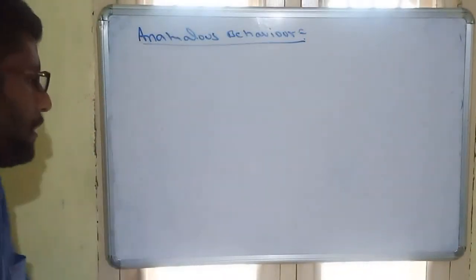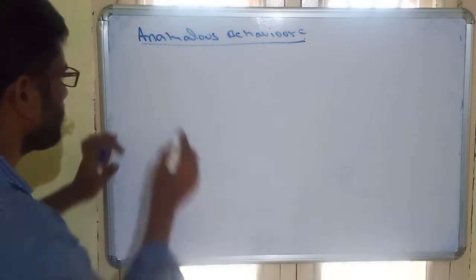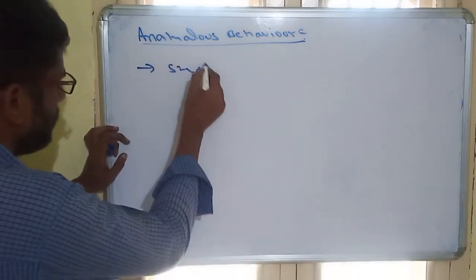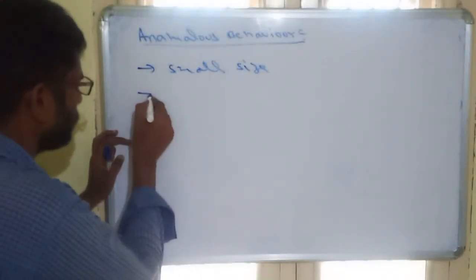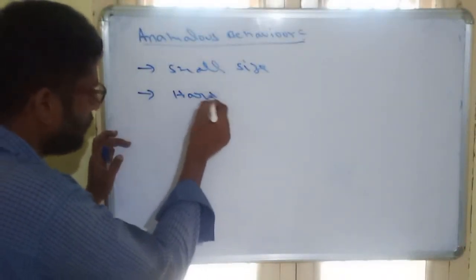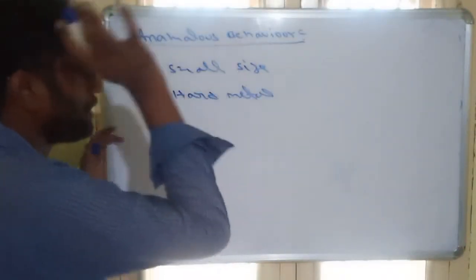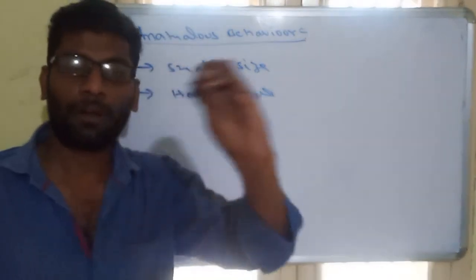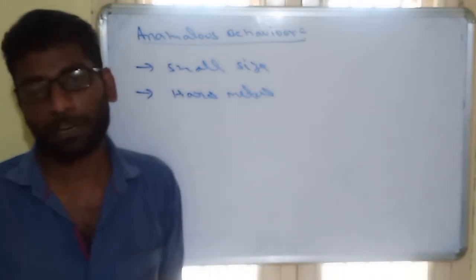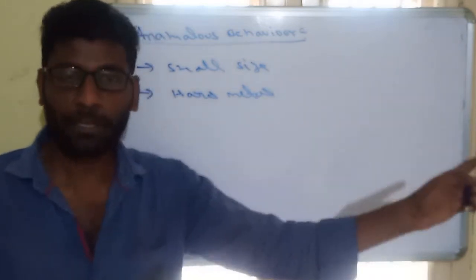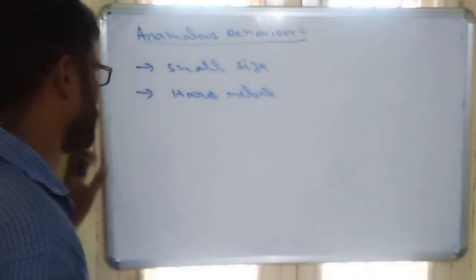So what are the different behaviors? Points-wise, we can say the first one is that lithium is very small in size. That is one different property. And lithium is a hard metal. Except lithium, the remaining ones are all soft, so they can be cut with a knife. But lithium is a hard metal. Remember, lithium is hard, remaining all metals are soft in nature.